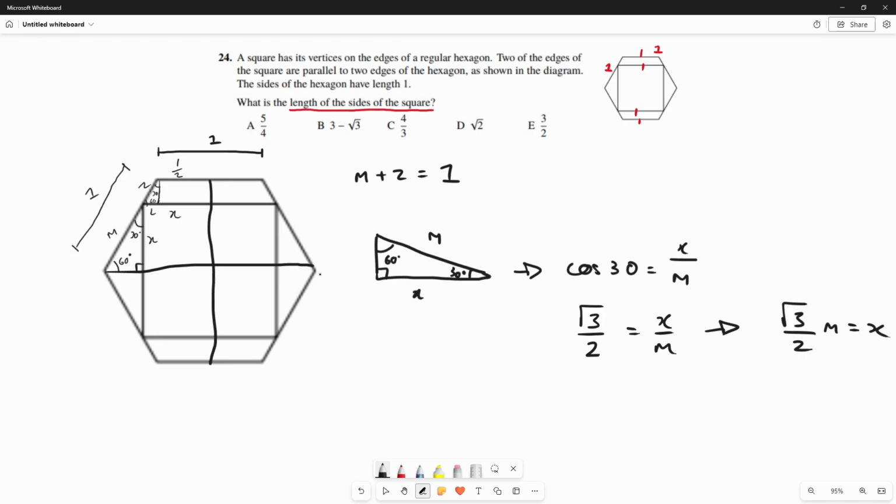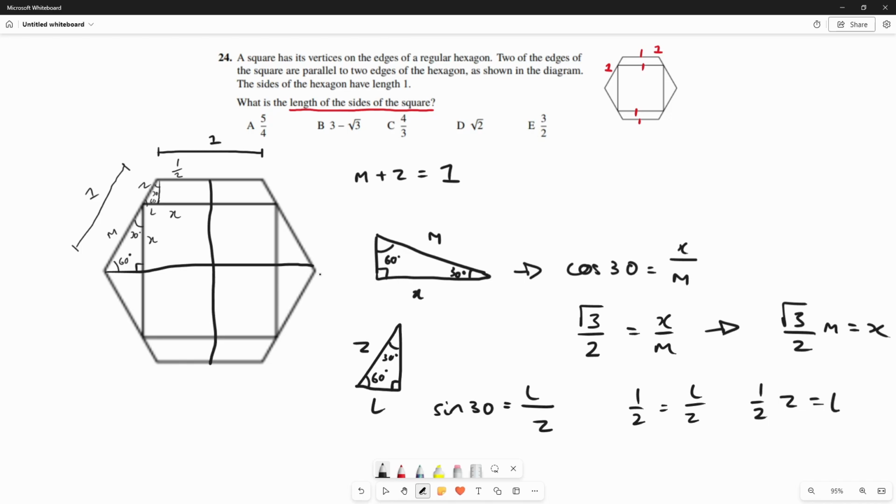Now let's look at the other smaller right angle triangle. We've got our length Z, we've got L, and that's unknown. We have 60 degrees over here, 30 and 90. So we can do sine 30 equals opposite L over hypotenuse Z. Sine 30 equals a half, so that is a half equals L over Z. Therefore half Z equals L.